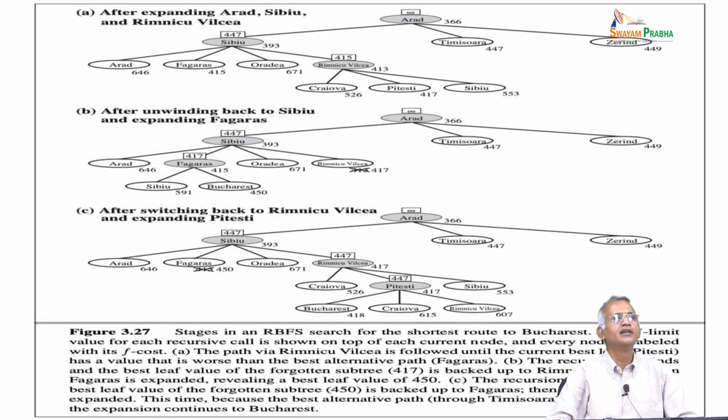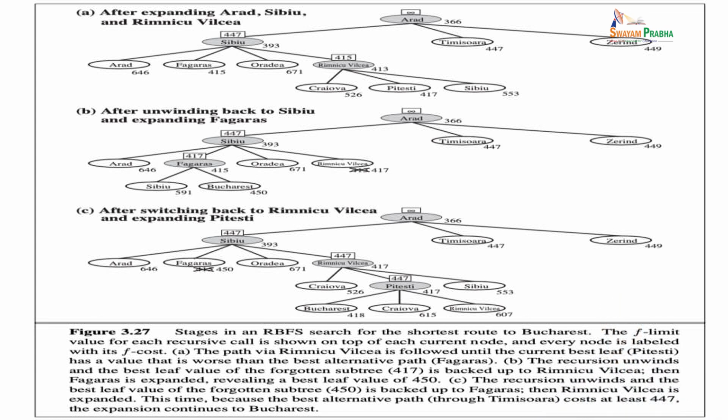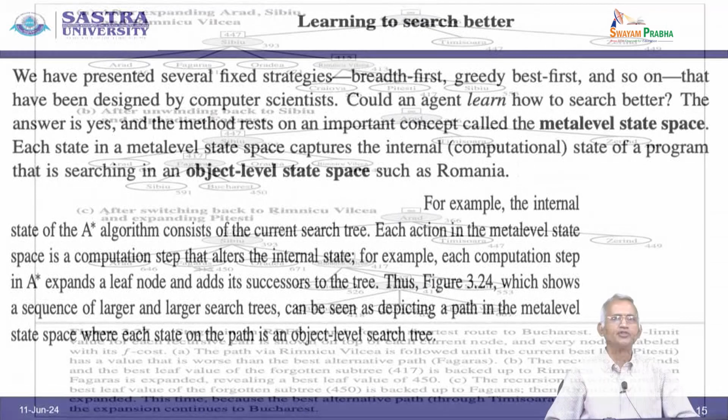This is the demonstration of the figure: the expansion of Sibiu and Rimnicu Vilcea, and after unwinding back to Sibiu and expanding Fagaras, after switching back to Rimnicu Vilcea and expanding Pitesti, we reached this state. This is the way we can search with RBFS for the shortest route, with the f cost of Bucharest.